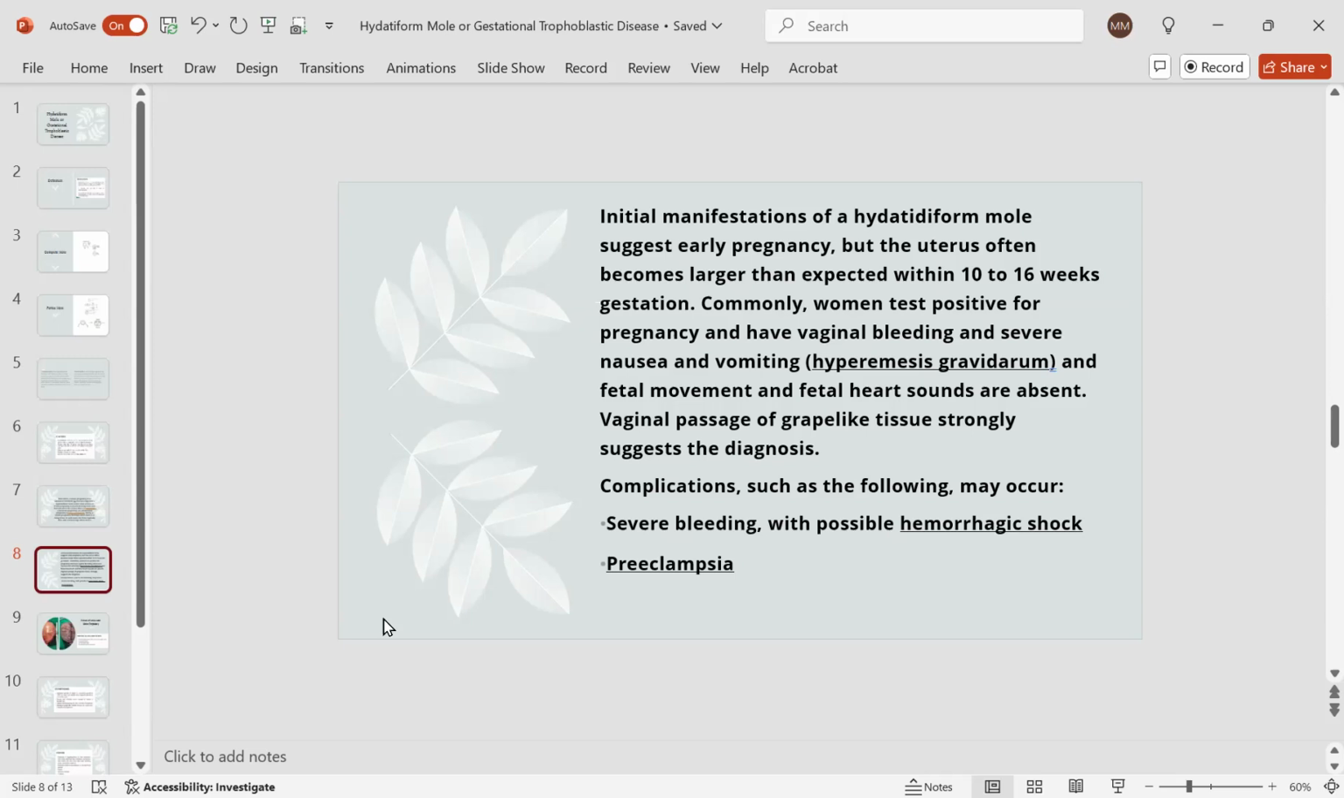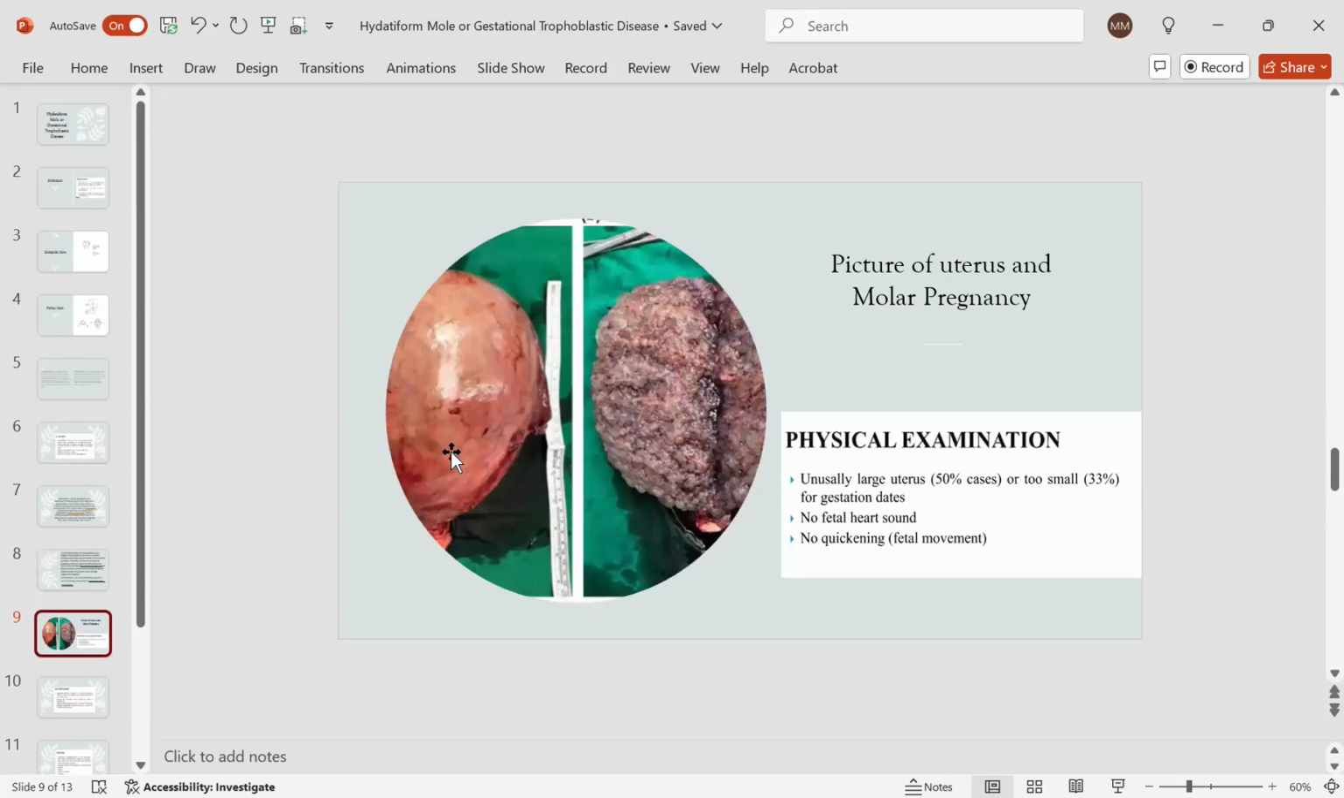So severe bleeding and hemorrhage with hemorrhagic shock, right, can happen. Preeclampsia, which then can cause seizures and hemorrhage. So it's not good. And so buckle up, because here's the picture. This is a uterus that was removed from a pregnant woman. And here's the inside of the uterus. It's big, right? Huge. Looks like a pregnant uterus, but then when you look inside, it looks like clusters of grapes, right? Just bleh. So there's no viable fetus in there.